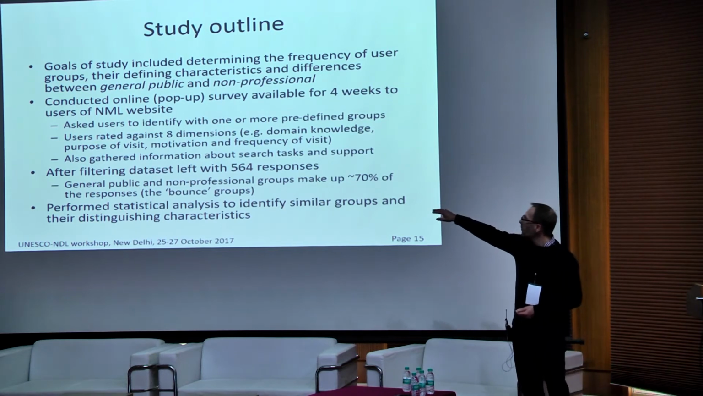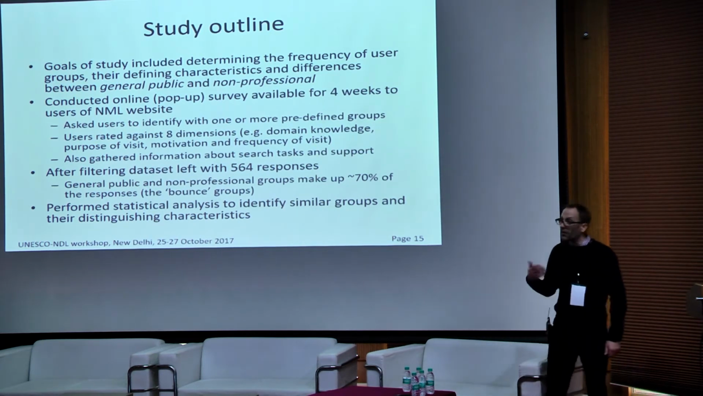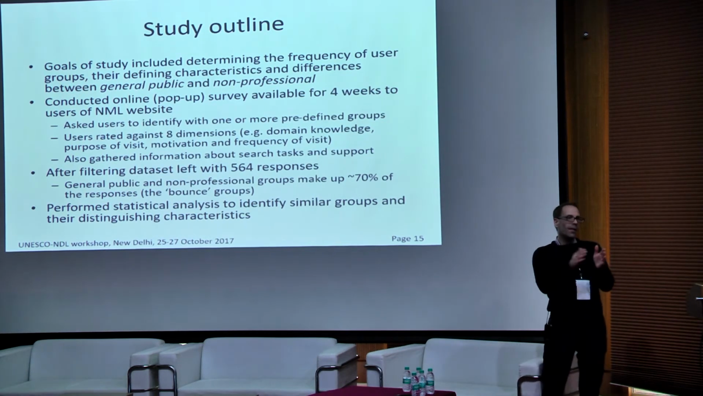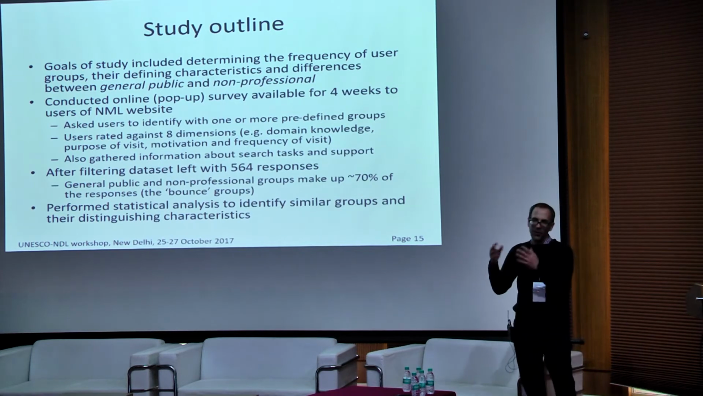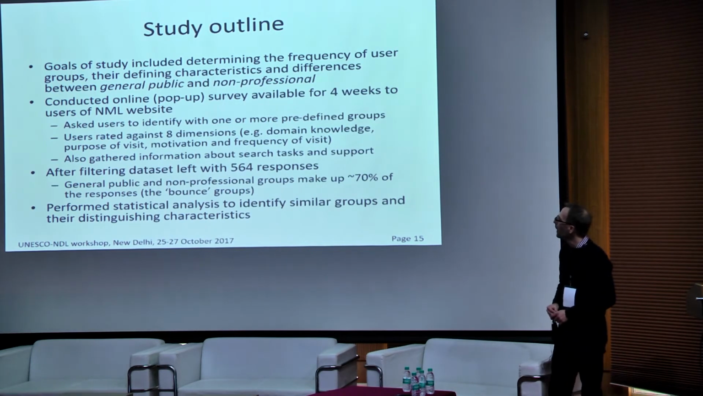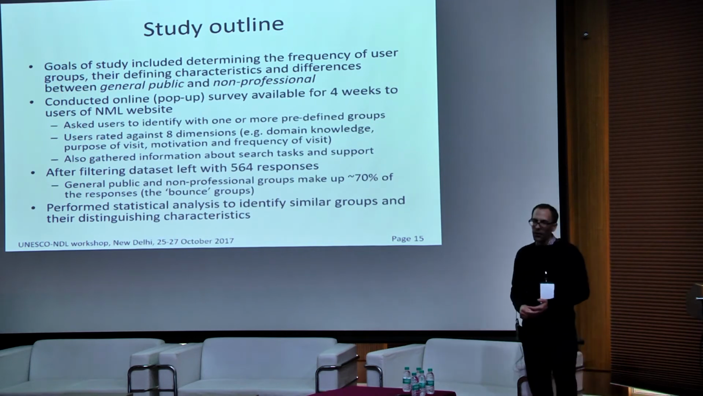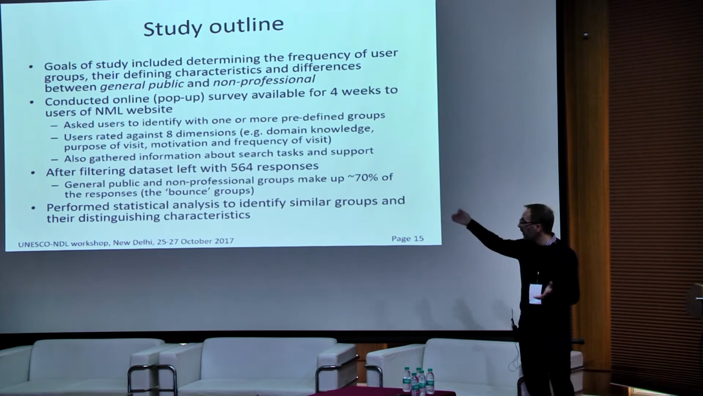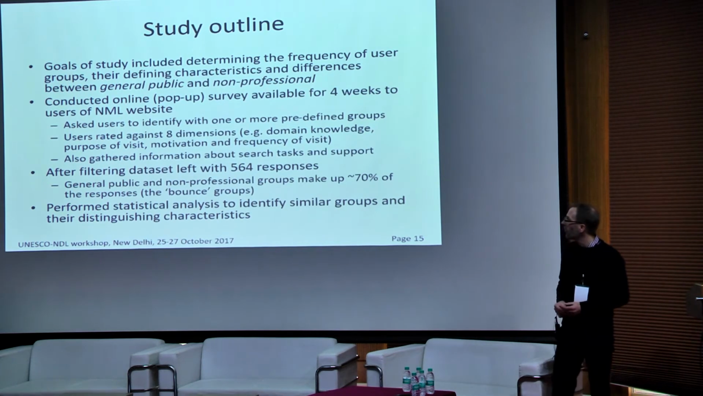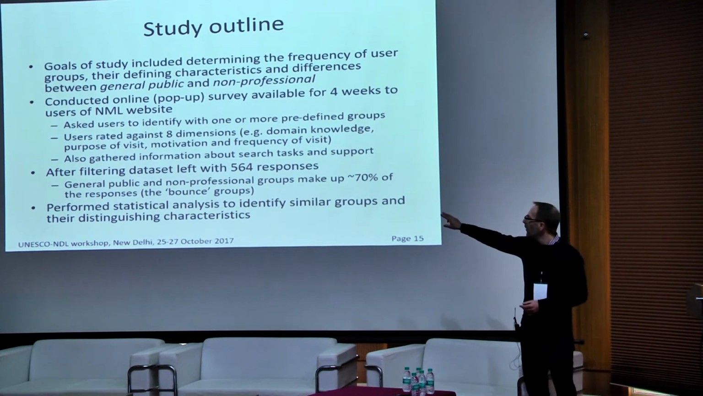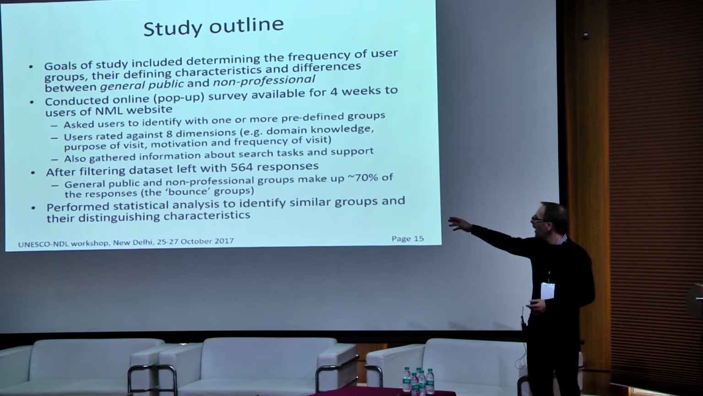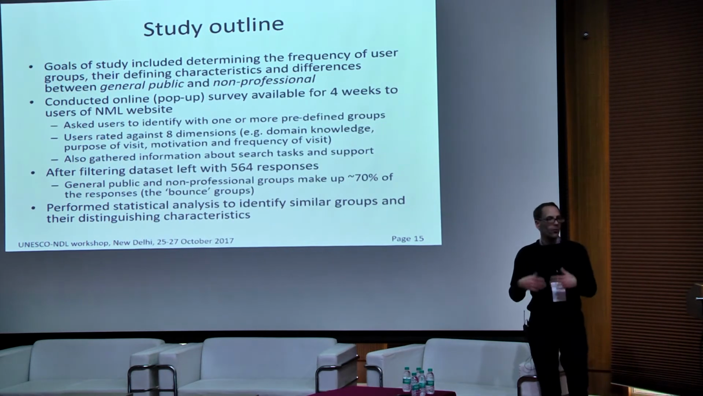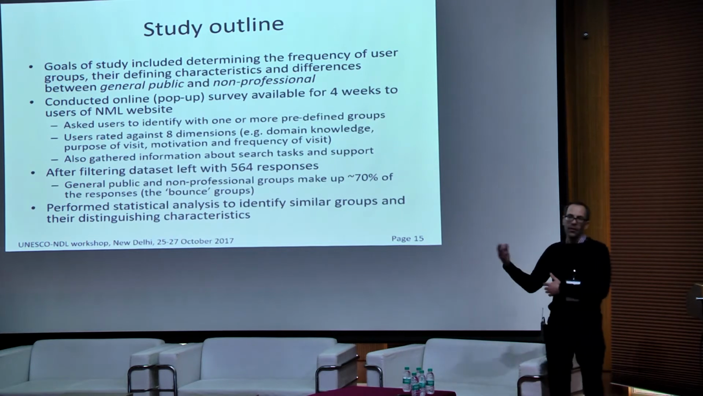We asked people to rate themselves against a number of dimensions, things like domain knowledge, and so on. You get the idea that what we can start to do is say which of these dimensions, which of these characteristics partly describe these groups. That's useful information. We also gathered information on the tasks that they were there to perform, their motivation, and so on. When we analysed the data, we were left with 564 responses, and interestingly enough, the general public and the non-professional groups made up around 70% of the responses. So a lot of people class themselves general public are using the site, and that to the museum makes a lot of sense.